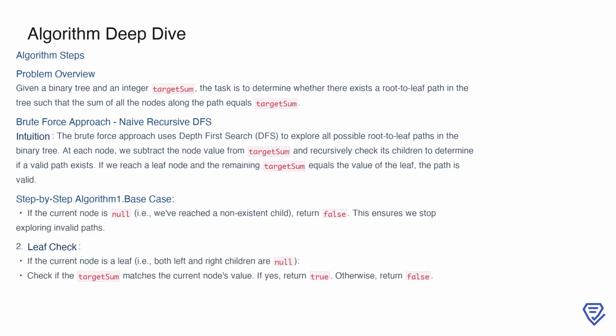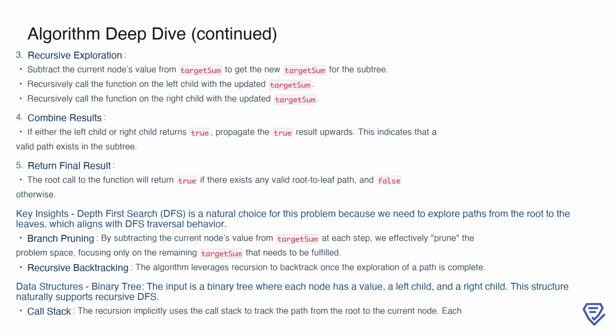First, there's the base case. If the current node is null, meaning we've gone beyond a valid part of the tree, we stop and return false. Next, if the current node is a leaf, we check if its value matches the remaining target sum. If it does, we return true, otherwise, we return false. These two steps form the foundation of the algorithm, ensuring we handle the simplest cases before diving deeper into the tree structure. Now, for the recursive exploration.